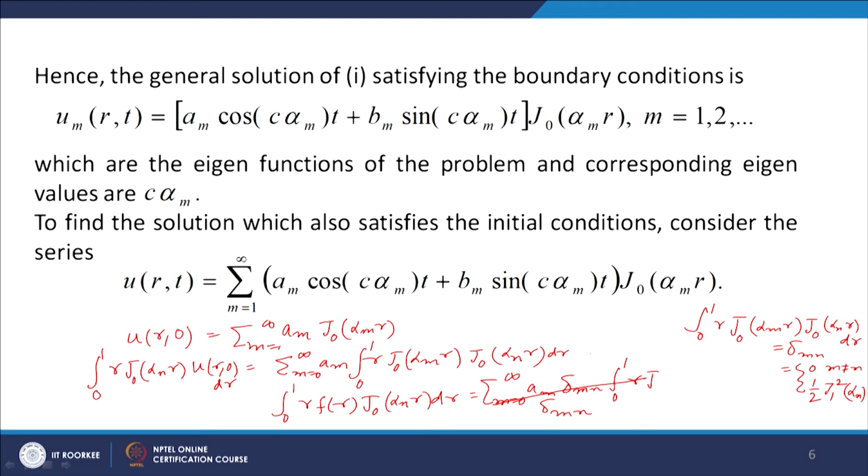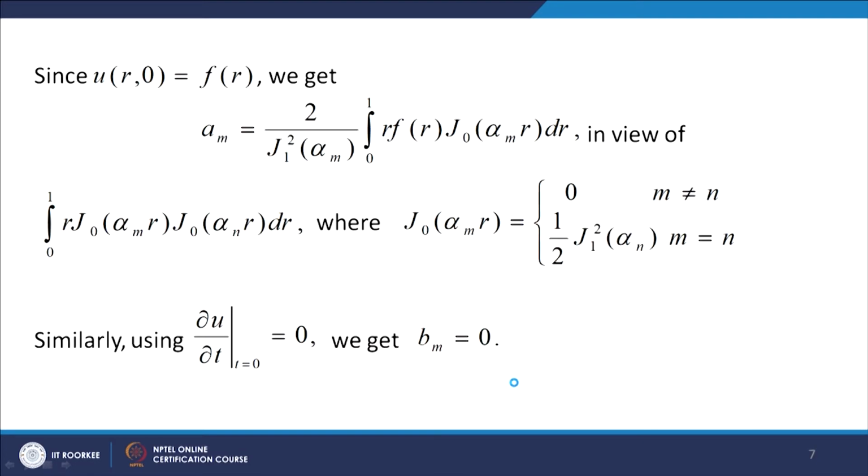So what we will get, this will be equal to, m is equal to n, so a n times 1 by 2 j1 square alpha n. So we can get the value of a n, and thus a n is equal to 2 by j1 square alpha n, integral 0 to 1 r f(r) into j naught alpha n r dr.